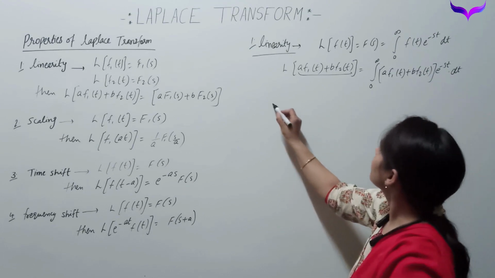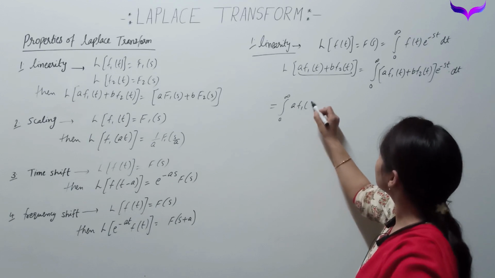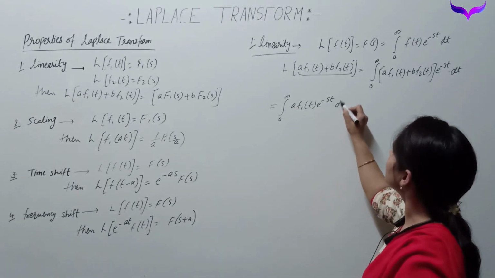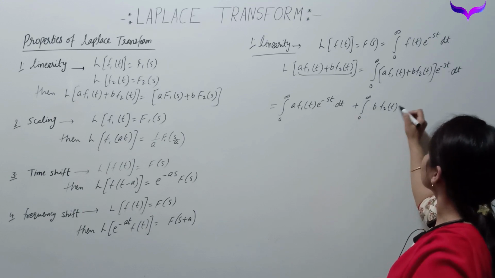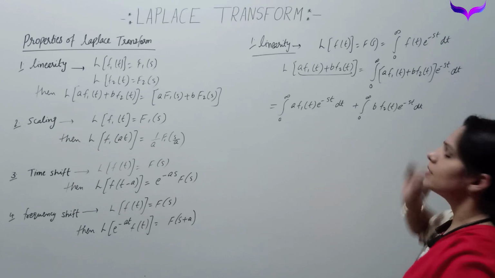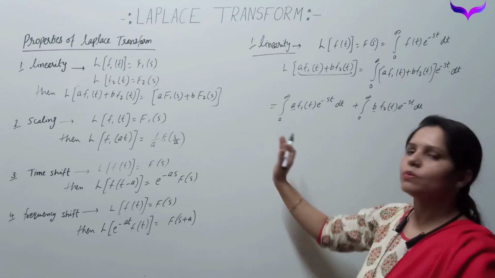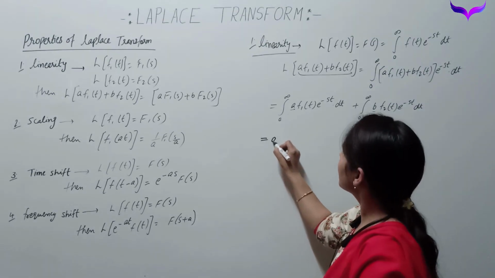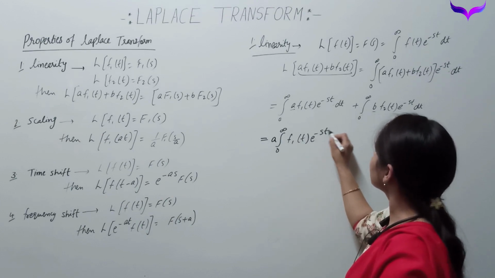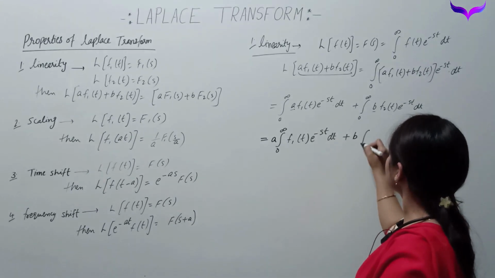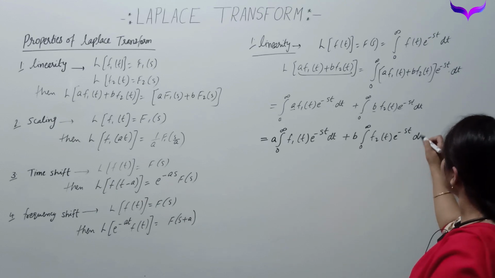Right? Now separate these terms. Integral from 0 to infinity a f1(t) e raised to power minus st dt plus integral from 0 to infinity b f2(t) e raised to power minus st dt. This a and this b are constant values, so keep these values outside the integration. a integral from 0 to infinity f1(t) e raised to power minus st dt plus b integral from 0 to infinity f2(t) e raised to power minus st dt.